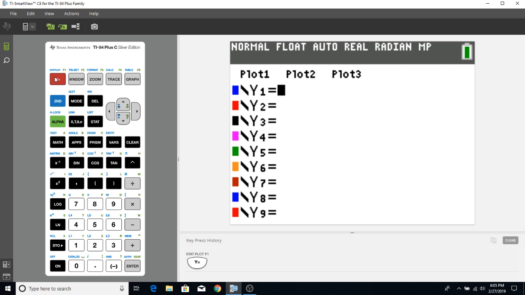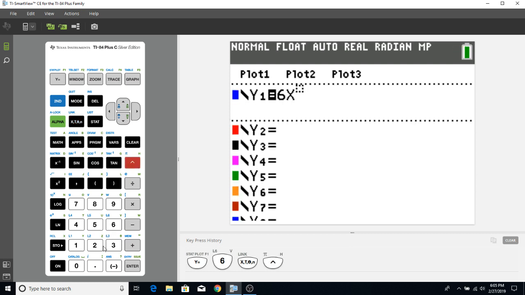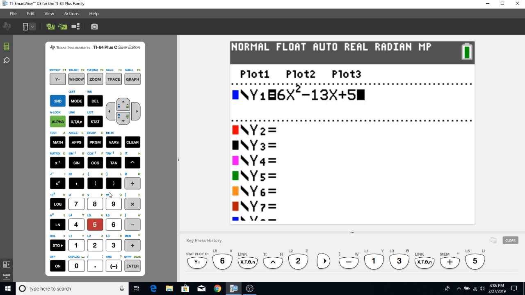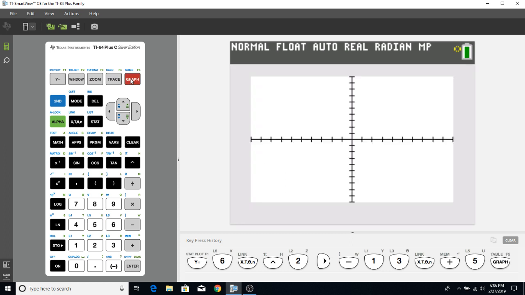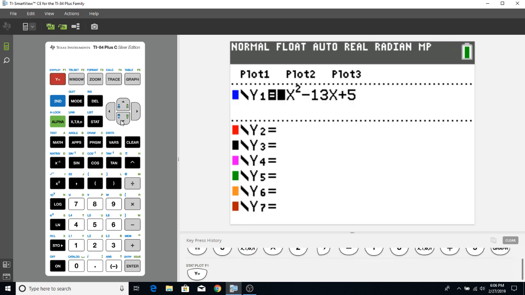And what you're going to do is go to y equals and type in your given function in y1. That would be 6x squared. Okay, if you're looking, these are the keys I'm hitting down here. 6x squared, right arrow, minus 13x plus 5. Okay, if you want to, you can graph that and see what it looks like. You don't have to. That's what it looks like.